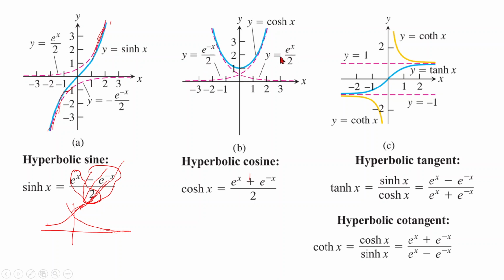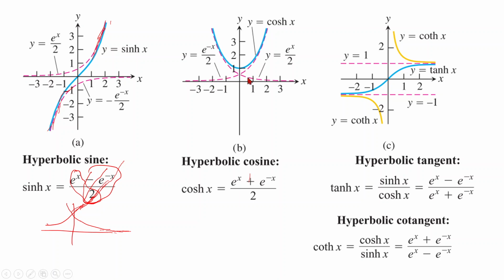And this part, e power 0 is 1, right? E power x by 2 will be half at this point, this is also half at this point. So both halves together make 1. So the minimum value of cos hx is actually 1. We are just adding these two graphs. Obviously, the blue one would be higher than either of the pink ones.